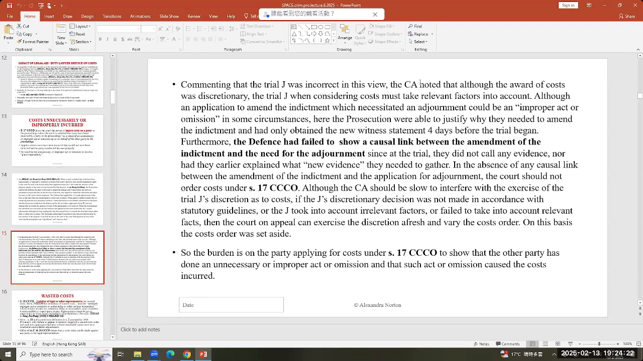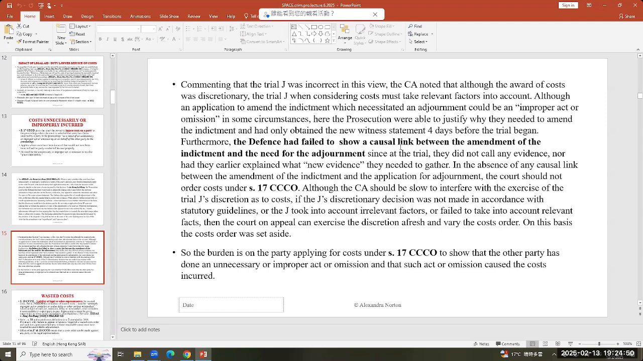The Court of Appeal, though, said that the trial judge had taken wrong factors into account. And here, the prosecution were able to justify why they wanted to amend the charge, and the defense had failed to show a causal link between the amendment of the indictment and the need to adjourn. So in that situation, the cost order that had been imposed in the lower court was set aside.